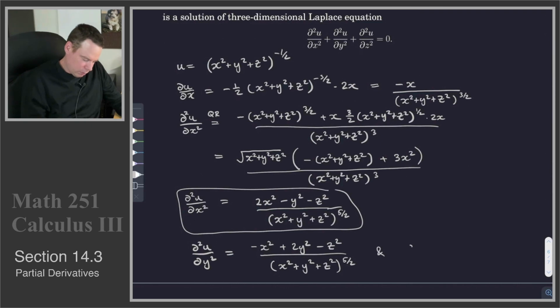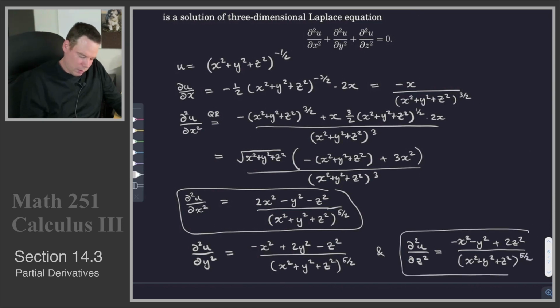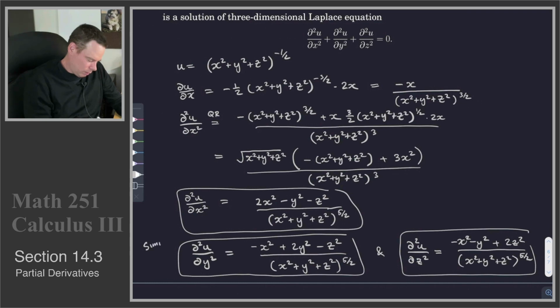And we would also get the corresponding second partial with respect to z. It would be negative x squared minus y squared plus 2z squared, all over (x squared plus y squared plus z squared) to the 5/2. So now we've got all of the partial derivatives. So I will just say similarly, we got those next two calculations done.